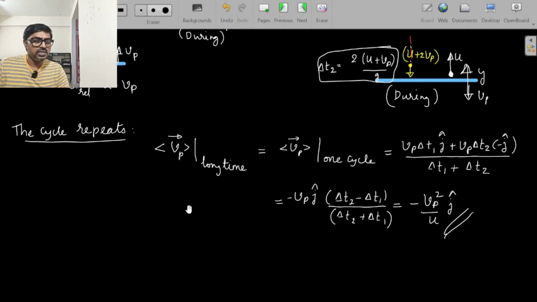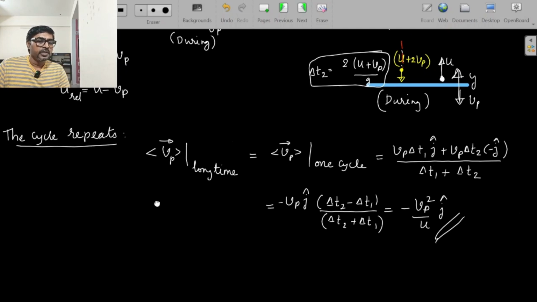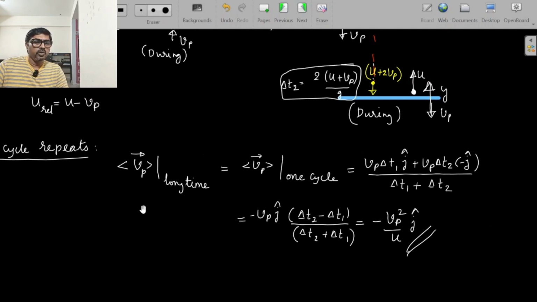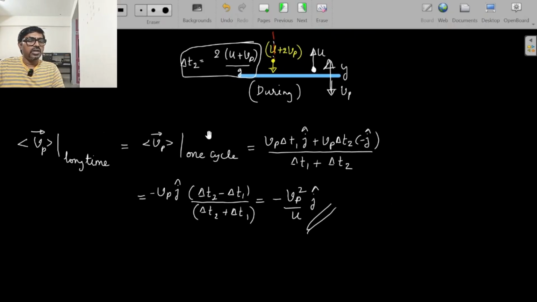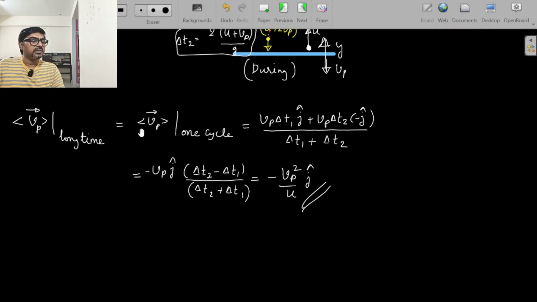Now what they asked is, they are asking you to find the average velocity of the plank over a long time. So whenever there is a repetitive motion happening, instead of doing it for a long time, for n cycles, you can do it for one cycle because things will get repeated there. So now let us calculate the velocity. What I will do is I will take upward as positive j cap. Then in that case, you see the displacement here. First displacement up to delta t1 is Vp into delta t1 j cap because it was going upwards.